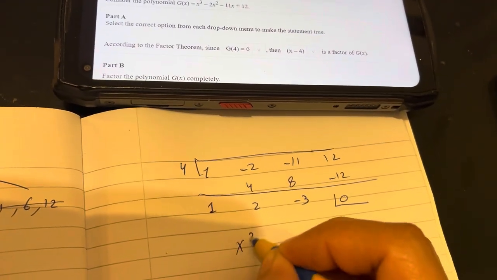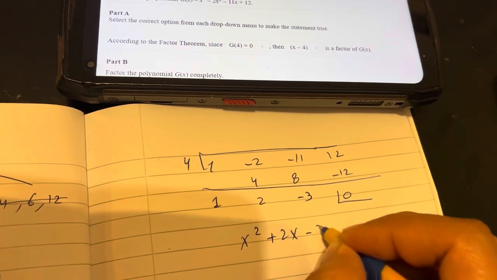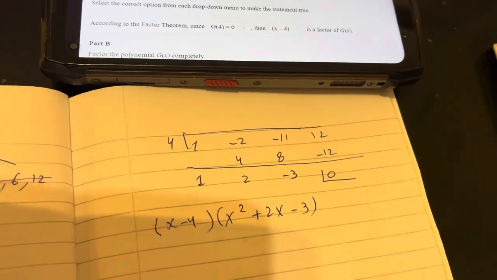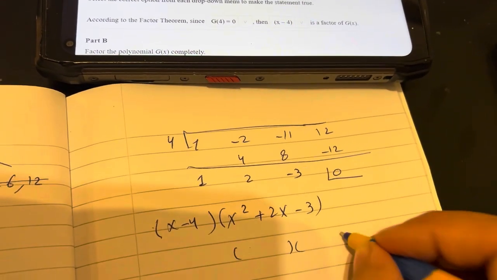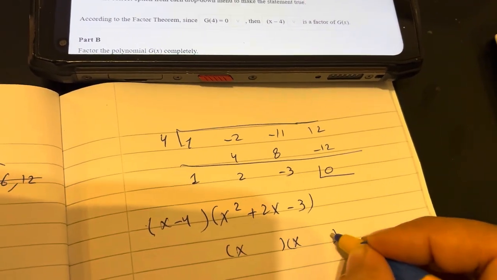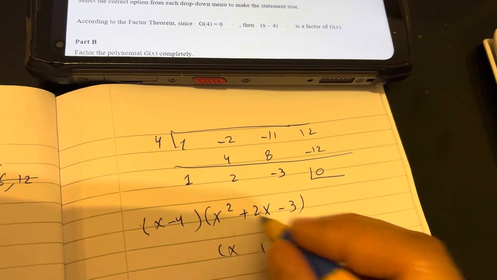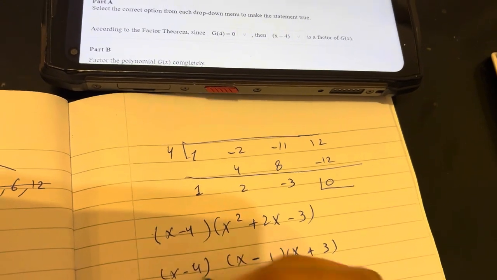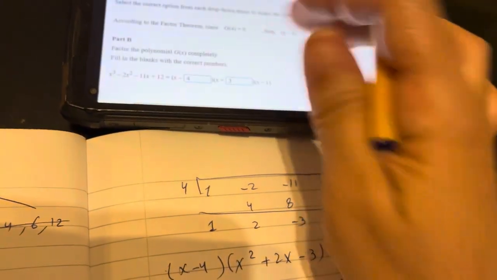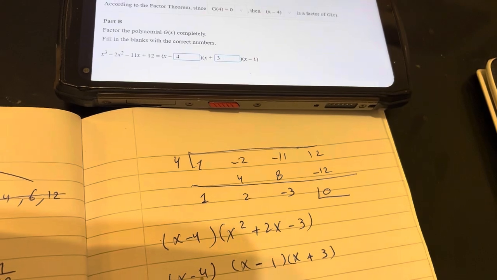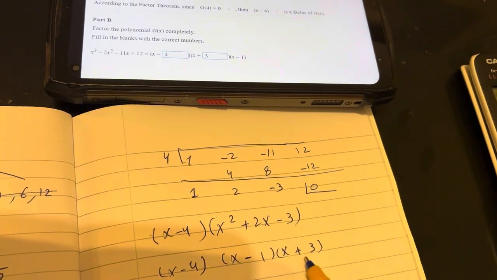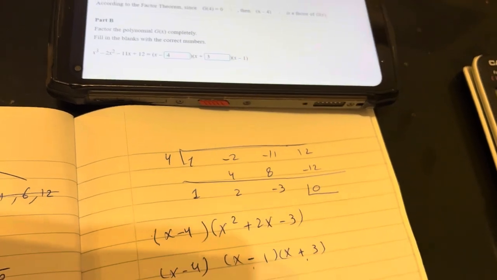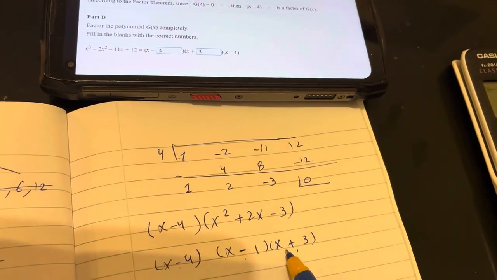So your equation is x squared plus 2x minus 3, and your other factor is x minus 4. This one I can factorize easily. It is x, and 3 times 1. This is positive, this is negative, and this is x minus 4. So here your three factors in part B are x minus 4, which you already know, and then x plus 3 and x minus 1. He wrote for you x minus 1, and you know already x minus 4, so x plus 3.